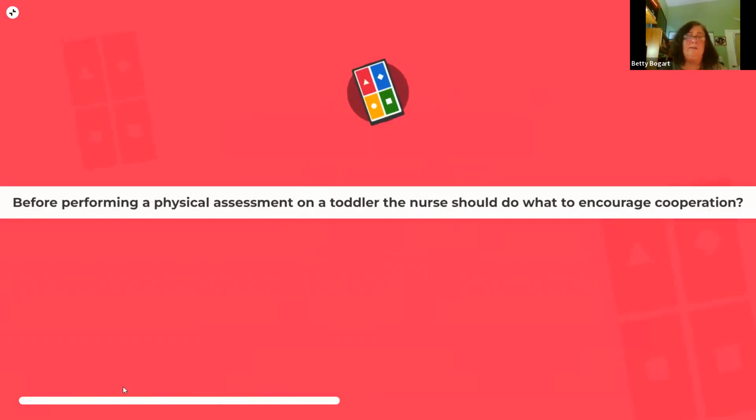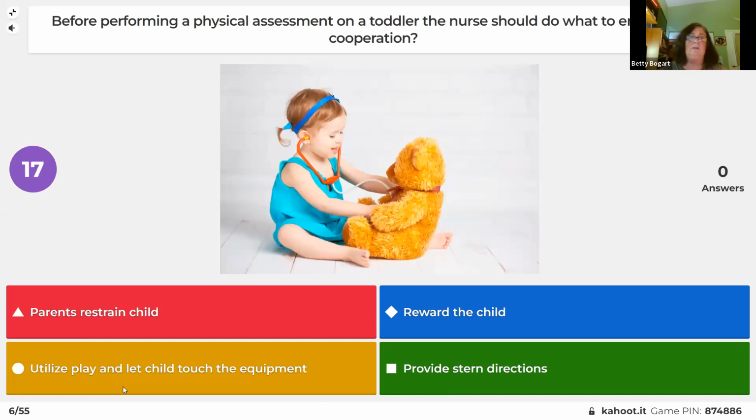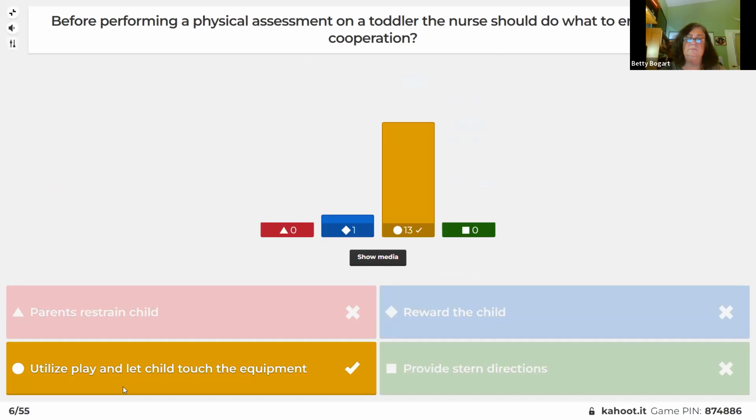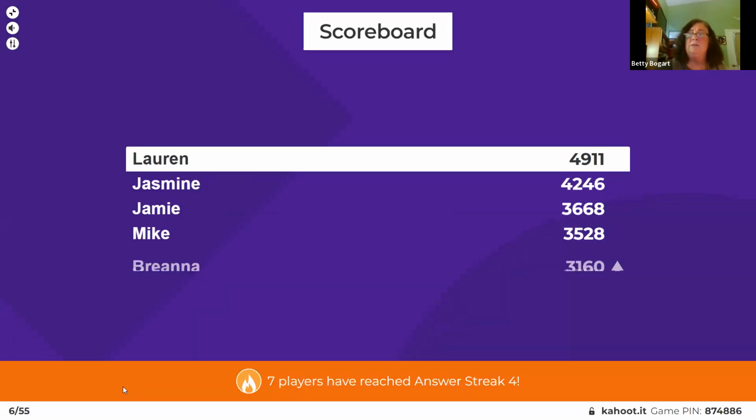Before performing a physical assessment on a toddler, the nurse should do what to encourage cooperation? Again, a toddler is ages 1 to 3. And I need to go in and take a blood pressure. How am I going to get that done without a kid screaming and yelling and being totally stressed out? I'm going to let them play with it. I'm going to have them push the button to take the blood pressure, right? Those things, just taking a couple minutes, saves you so much time when you're working in pediatrics.